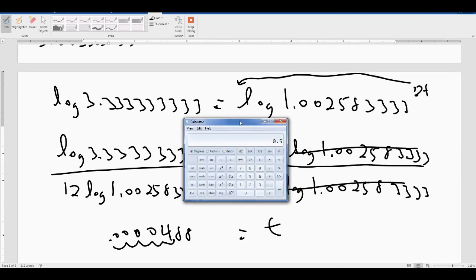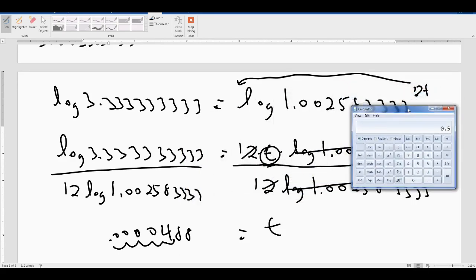Now for the scientific, let's clear that out. We're going to type in 3.33333333 log divided by, how are we going to do this? 1.002583333 log, enter, and divide that by 12. That's probably the best way of doing it. That actually makes more sense.